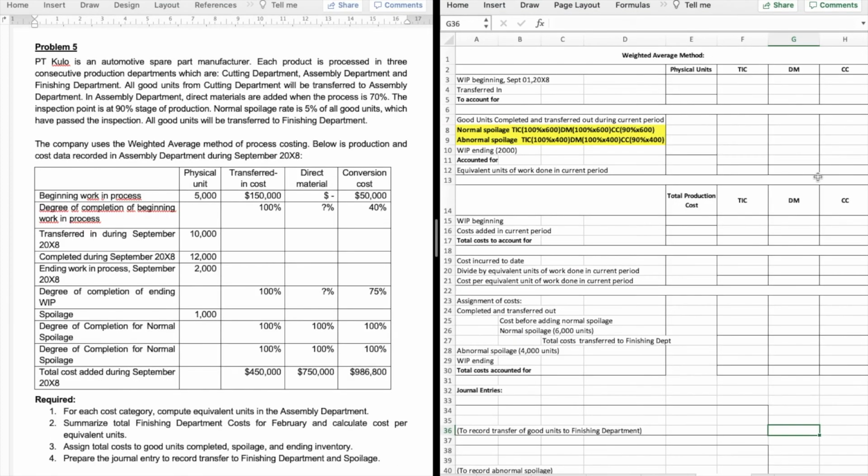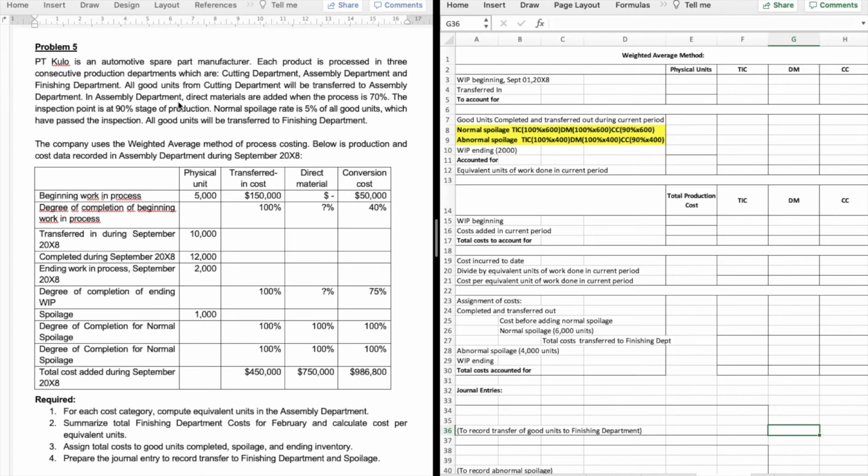Okay, so in problem 5, it is also about spoilage and process costing using the weighted average method. But what differs here is what if the inspection point is different from the degree of completion. Okay, so here Patakulo is an automotive spare part manufacturer. Each product is processed in 3 consecutive production departments, which are the cutting department, assembly department, and finishing department. All good units from the cutting department will be transferred to the assembly department.